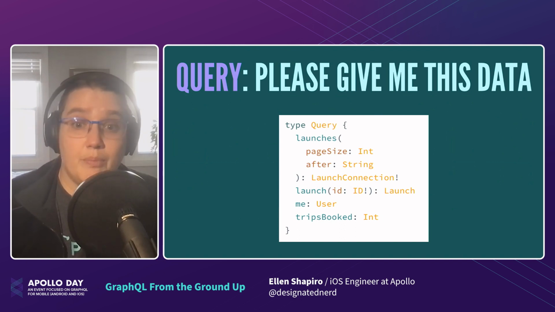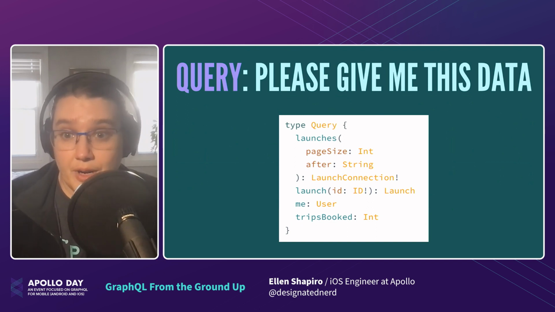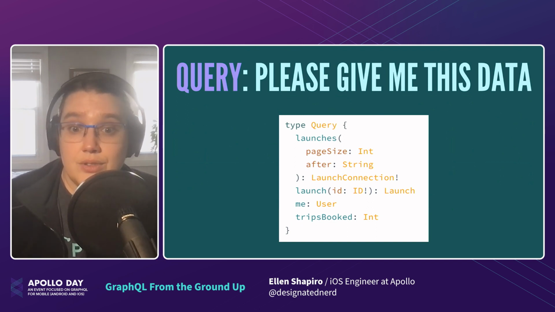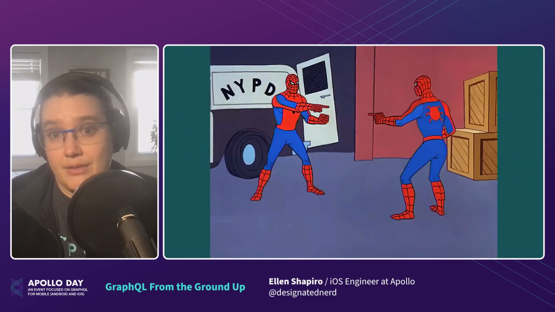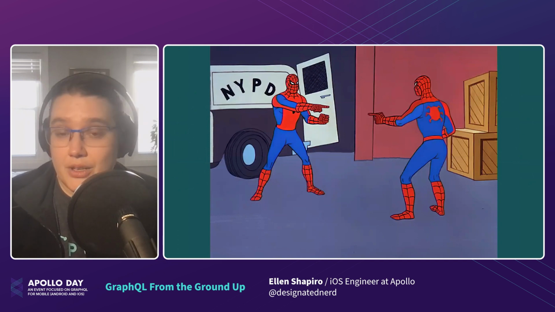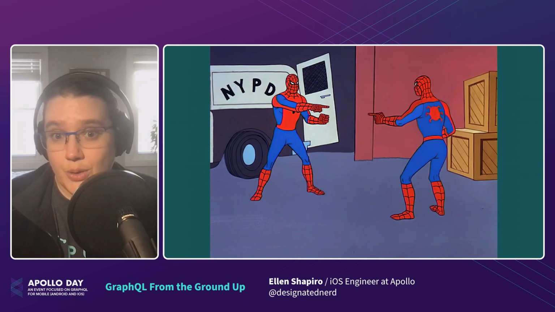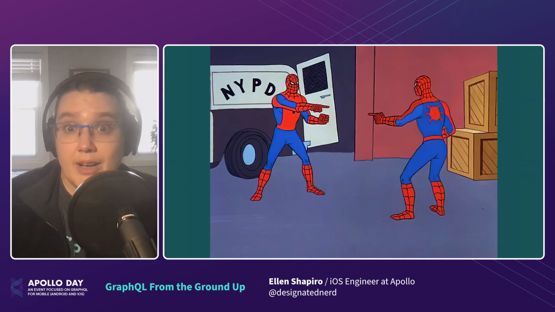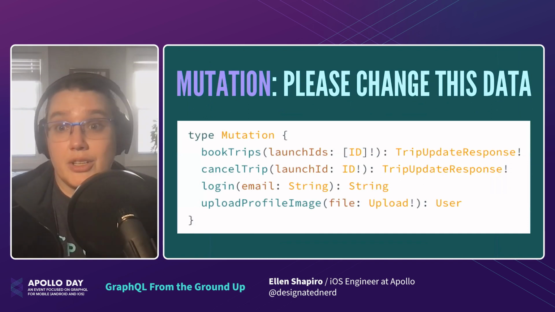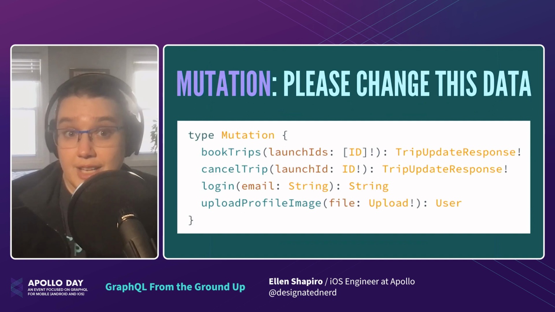A query is by far the most common type of operation, to the point that the words query and operation are often used totally interchangeably, even though one is more of a subset of the other. This is even true in Apollo's docs, which we're working on fixing, but it is a very common thing throughout the GraphQL ecosystem, so it's really worth being aware of. The next most common kind of operation is a mutation, which allows you to specify how you would like data to be changed and then gives you back the result of that change.